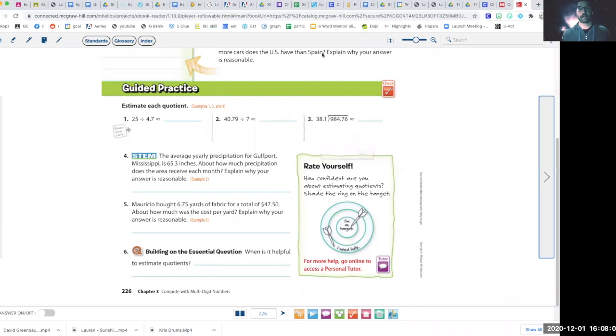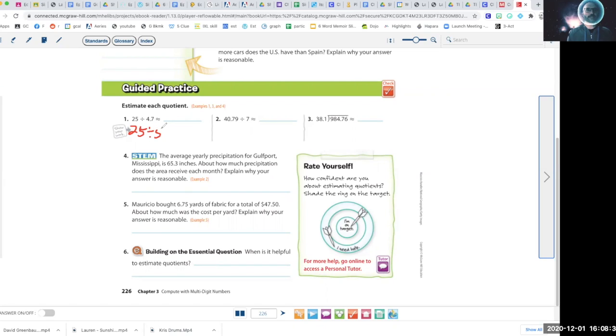Okay, let's go to the next page, page 226. And we're going to try some of these problems now together. It'll be super fun and easy. So let's try number 1. See if you can do this all by yourself. Remember, you're going to rewrite it in the box form, and you're going to change that 4.7 into something that goes evenly into 25. On your mark, get set, go. All right, so you should have changed 4.7 to 5, which becomes 25 divided by 5.